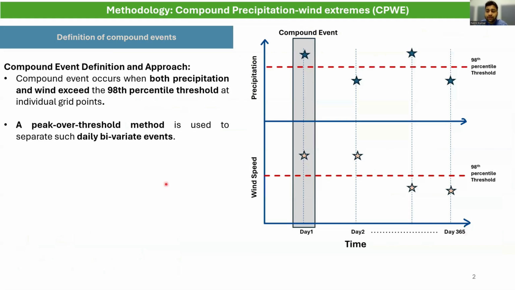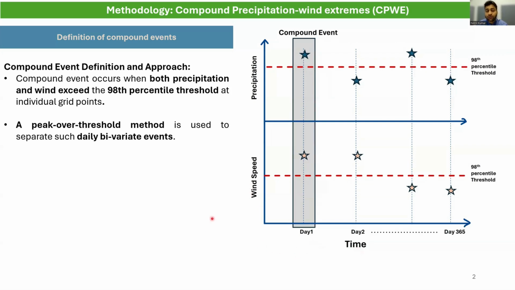So what exactly is a compound precipitation wind extreme event? If you can see the figure, on the x-axis there are the wind speed variable and the precipitation variable. On the y-axis, we have time: day one, day two, day three, and all the way up to day 365. These red dotted lines are the 98th percentile threshold for wind speed and for precipitation. And these stars are the different values of the precipitation and wind speed on these days.